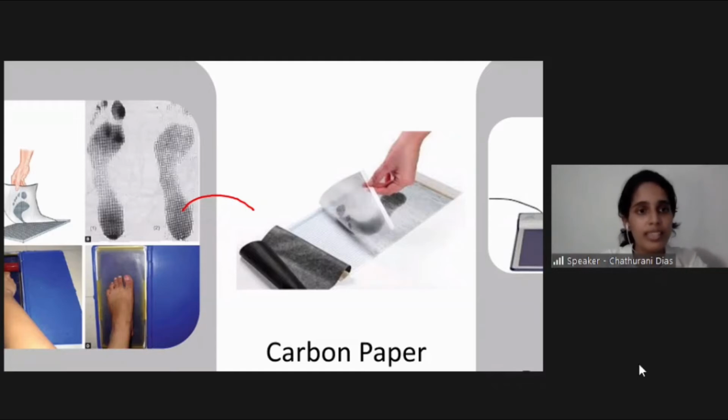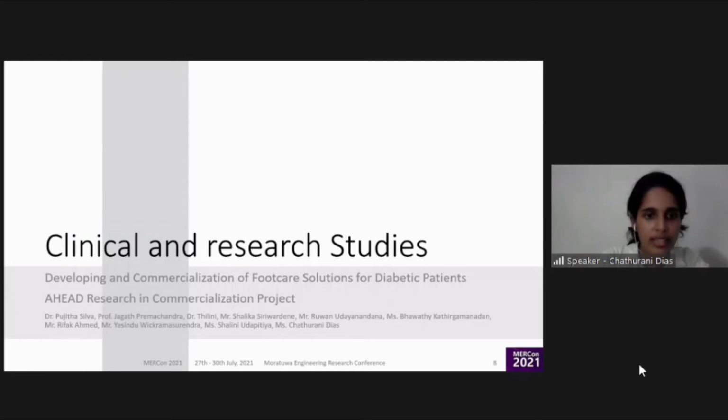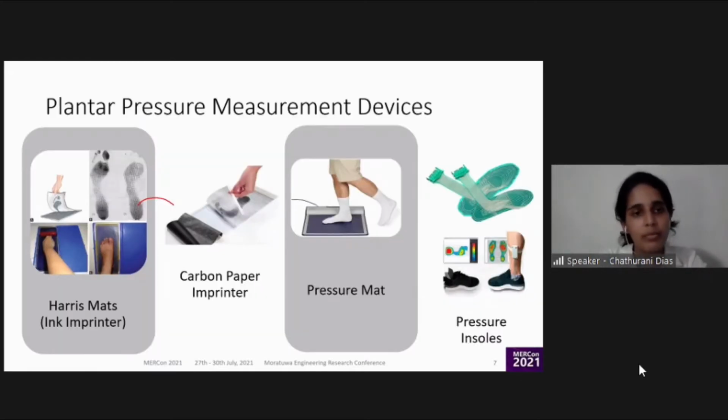The improvement in this case is that the rubber grid is formed in such a way that the pressure points would light up more in this imprinting method. So the clinician would not get an idea about the absolute pressure value of these pressure points, but they would get a subjective idea of where the pressure points are. So a small development from this method is actually the carbon paper method, which is also a little bit similar to the Harris Mat method.